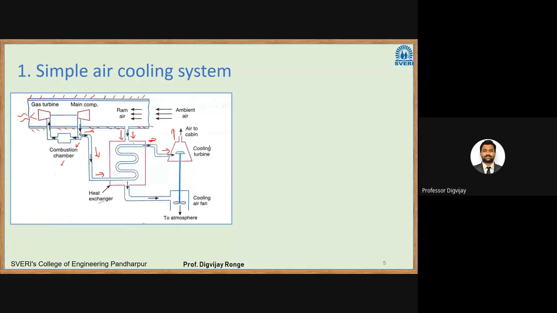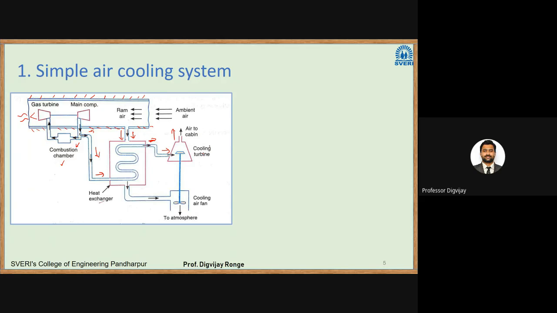Now we pass it through the heat exchanger. And this air in the tubes is cooled by the ram air. So ram air is at very low temperature because of heat exchange between these two air streams. That air from the main compressor will get cooled and that cooled air is transferred to the cooling turbine.